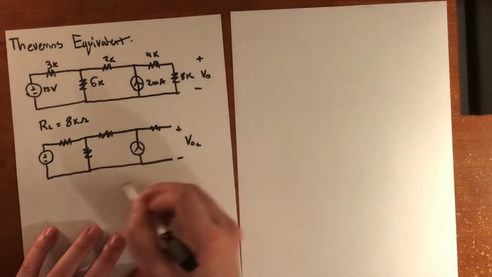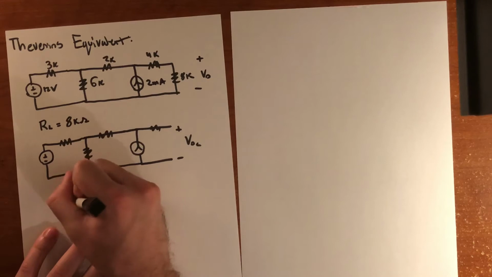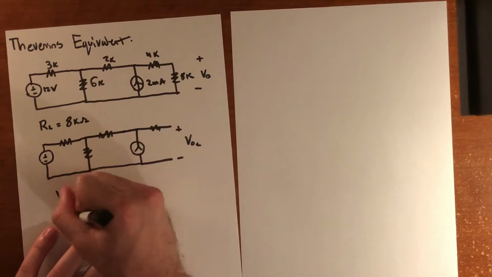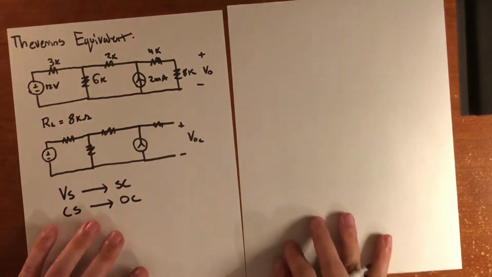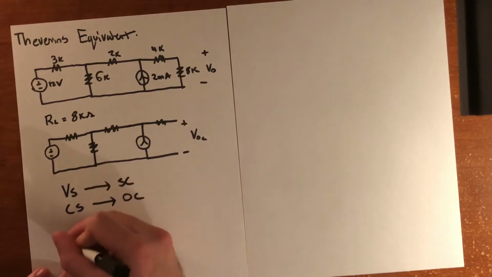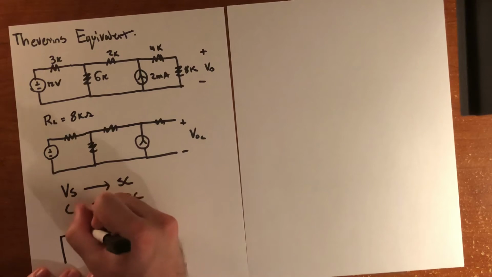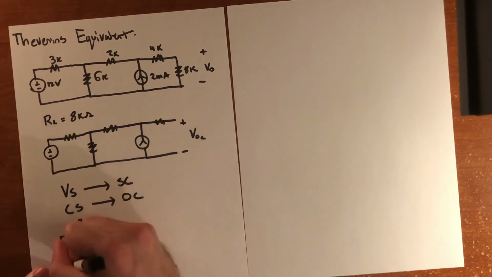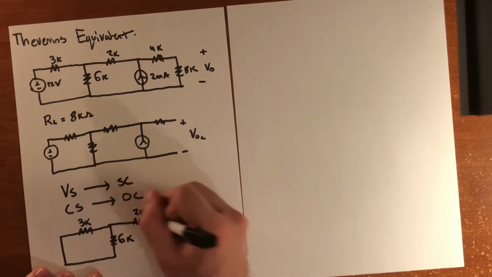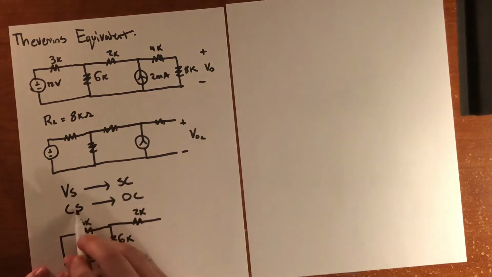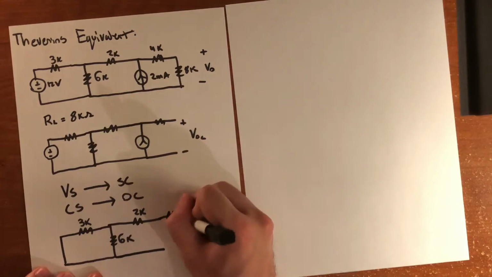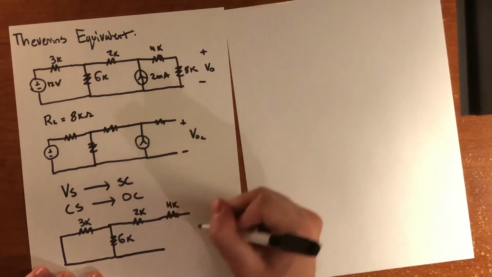So in order to find the equivalent resistance, what we need to do is the voltage sources become short circuits and the current sources become open circuits. So let's go ahead and redraw this circuit. For the voltage source, we have a short circuit here. We have the 3K resistor, the 6K resistor, the 2K resistor. Now we don't need to draw this node because the current source is an open circuit, so we'll just leave that open. And then across here, we have the 4K resistor.